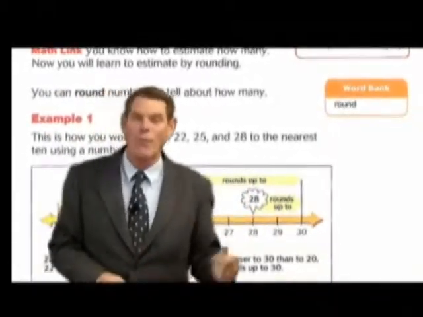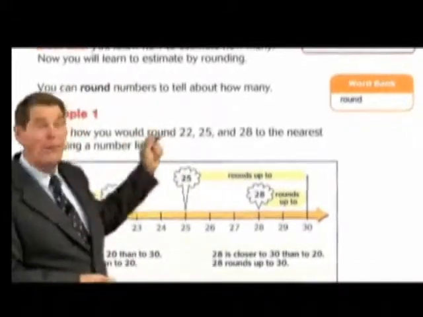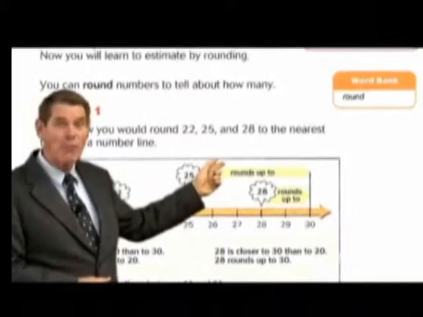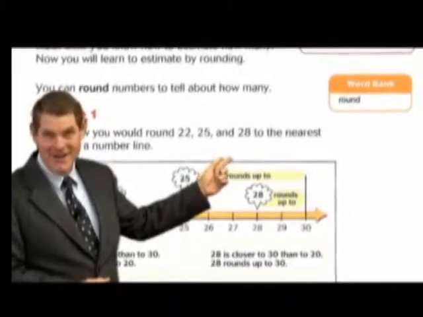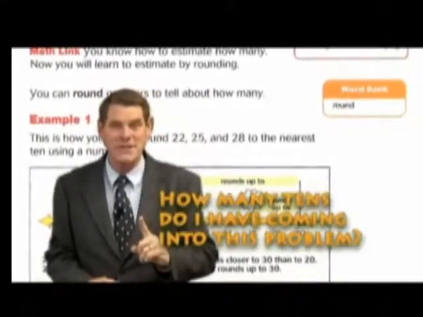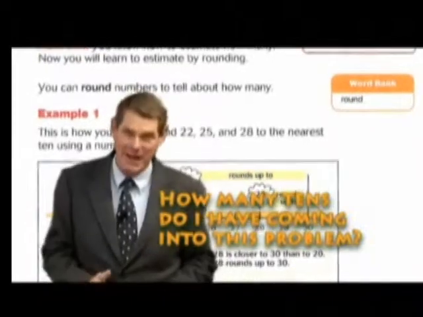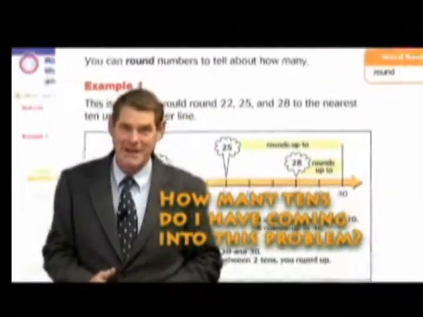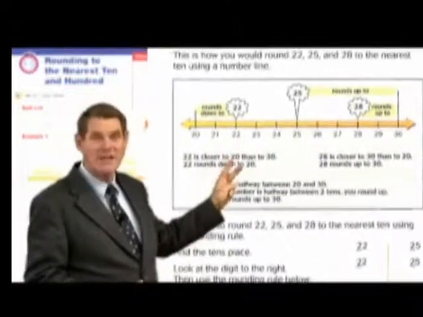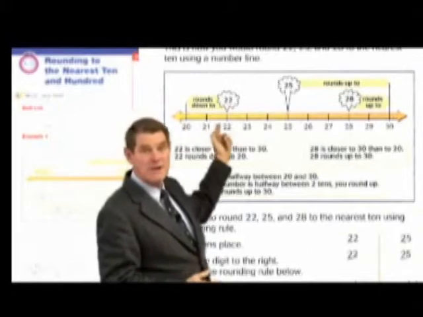Look at example 1. In example 1, we're going to round 3 numbers, 22, 25, and 28. Each of them will round to the nearest 10. Now, the first thing I always ask myself in this kind of situation is, how many 10s do I have coming in to this problem? Well, of course, we look at the problem. We have 2 10s in each case. They all start with the number 2. 2 10s, we're coming in with 20.